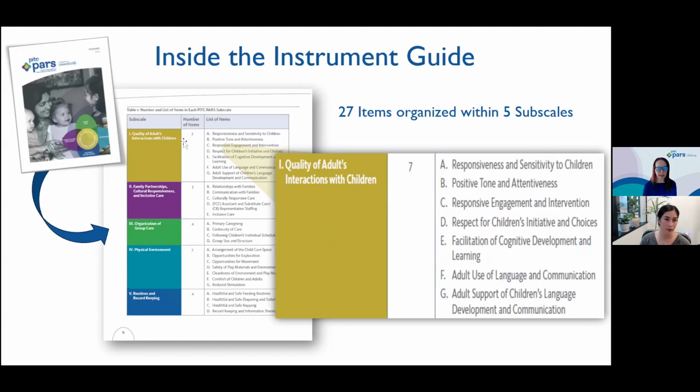The other thing I wanted to point out is that there are a total of 27 items within those 5 subscales. In the call-out of subscale 1, which is quality of adults' interactions with children, there are 7 items. You can see here what those items are: responsiveness and sensitivity to children, positive tone and attentiveness, responsive engagement and intervention, respect for children's initiative and choices, and then support for cognitive development, language development, and also literacy, language and literacy communication. So that's the general organization. We're going to take a deeper dive into what this looks like.